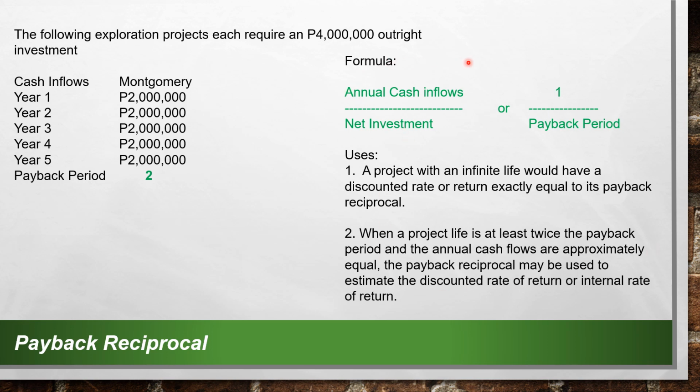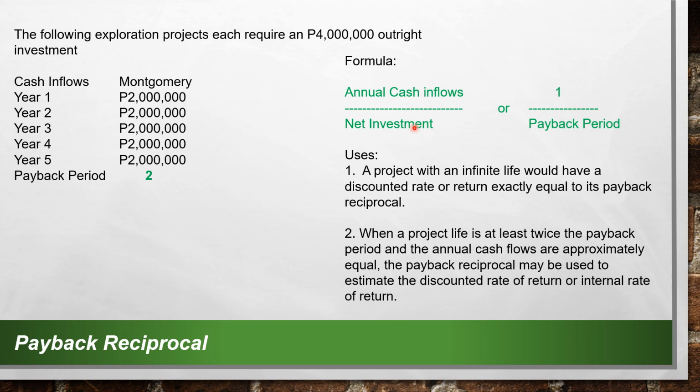So be reminded that for payback period, this is a reverse, no? Net investment divided by ACI. But for payback reciprocal, this is inverted to get the payback reciprocal. So what is the use of payback reciprocal? So a project with an infinite life would have a discounted rate of return exactly equal to its payback reciprocal.